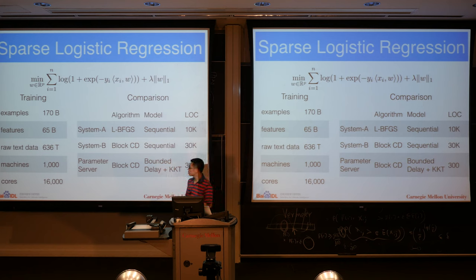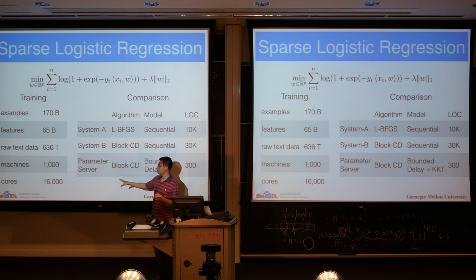We use 1,000 machines to run the experiments. Each machine has 2 CPUs, and each CPU has 8 cores. So you get about 16,000 cores.